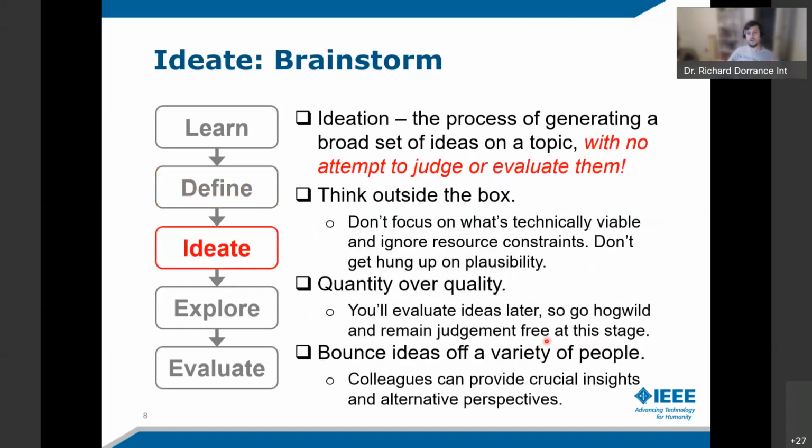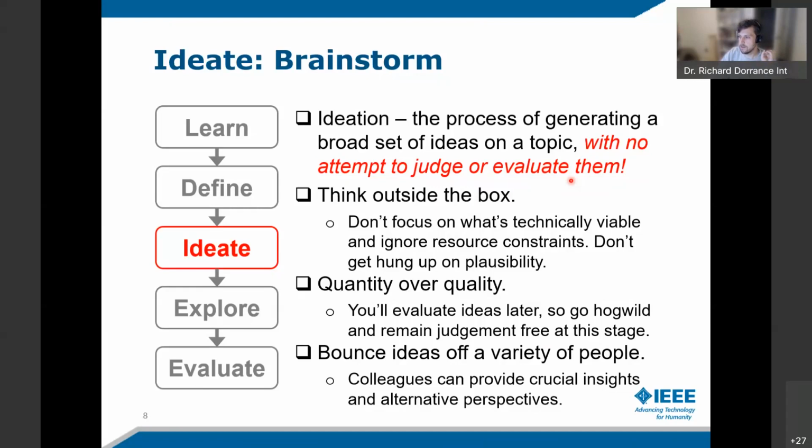Okay, so now you've defined the problem. You have a very clear problem statement. Now you get to what is called the ideation phase. Ideation is really just the process of generating a broad set of ideas on a given topic. But the most important part of this process is there is no attempt to judge or evaluate the ideas at that given time. So you just want to throw out ideas.